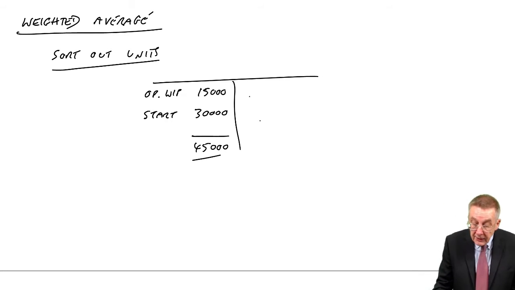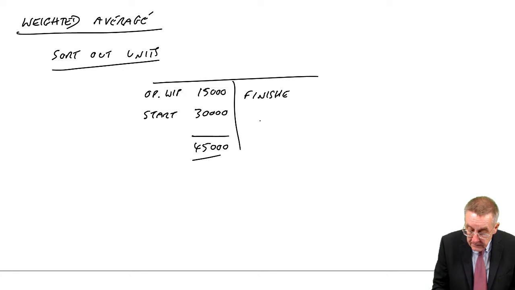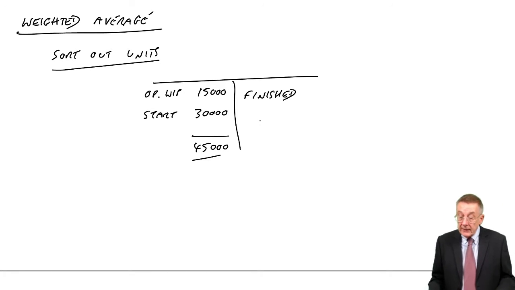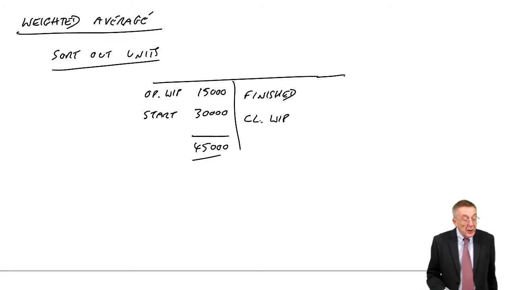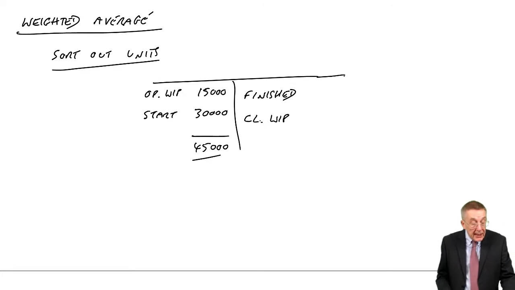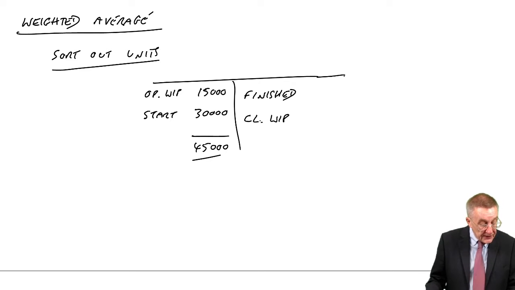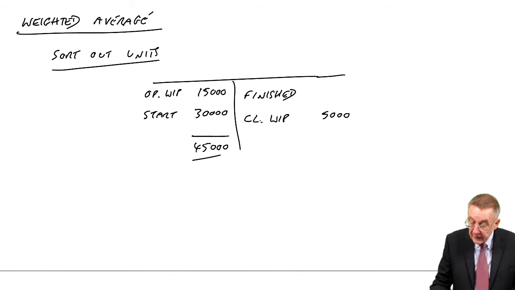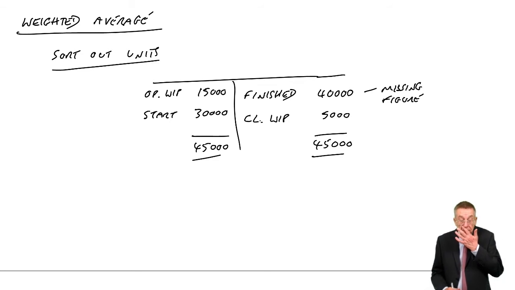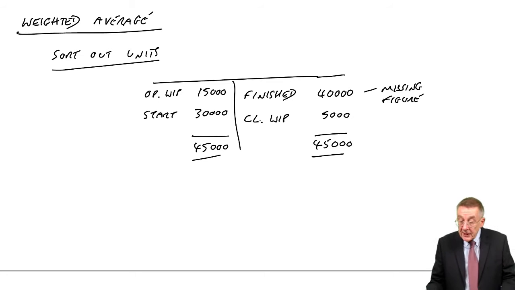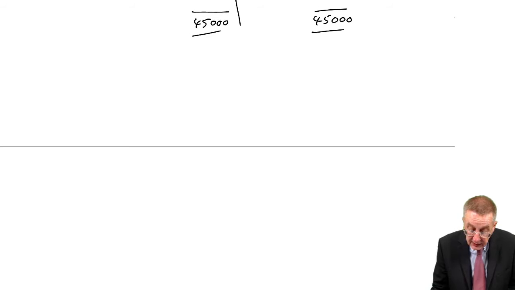What happens to those units? Well, either they are finished, or they're still being worked on at the end of the month as closing work in progress. What does the question tell us? It doesn't tell us how many are finished, but it does say the closing work in progress at the end of July, 5,000 units. And since we were working on 45,000, the remaining 40,000, the missing figure, they must have been the finished units. Having sorted that out, we can now get straight on with our costings.